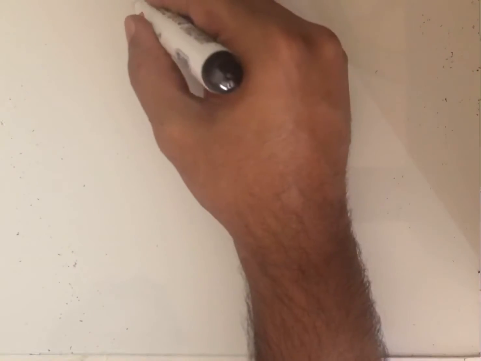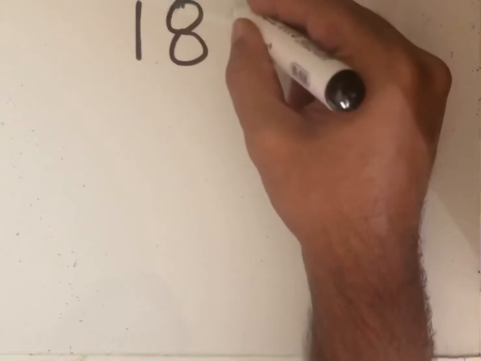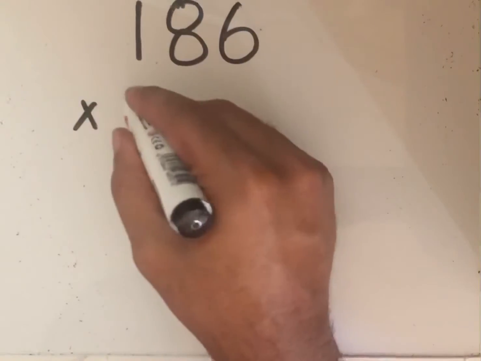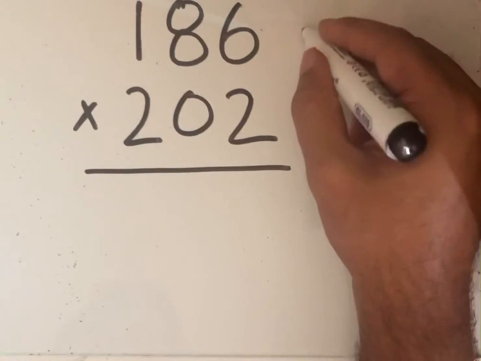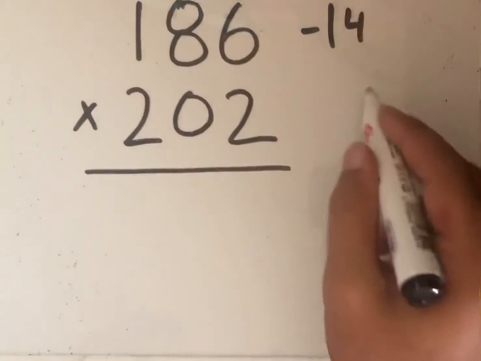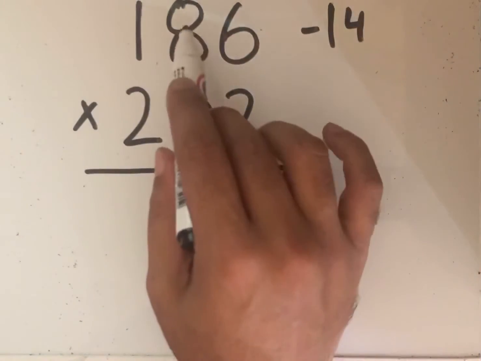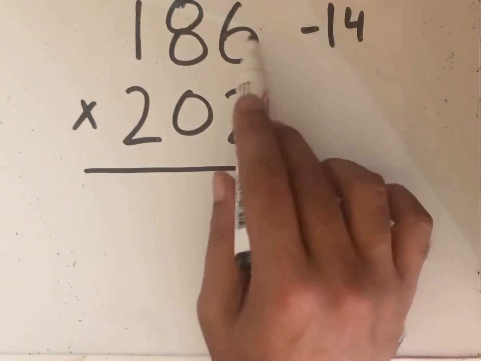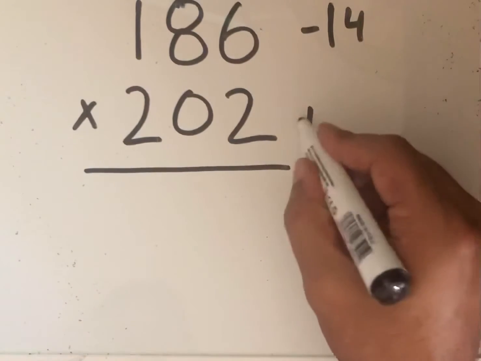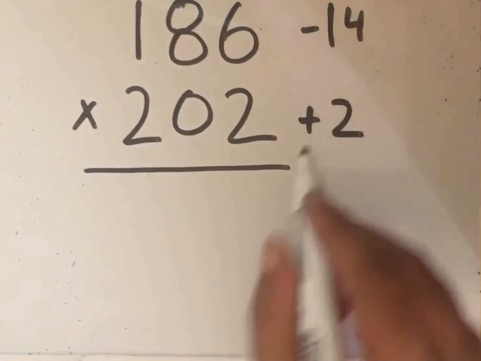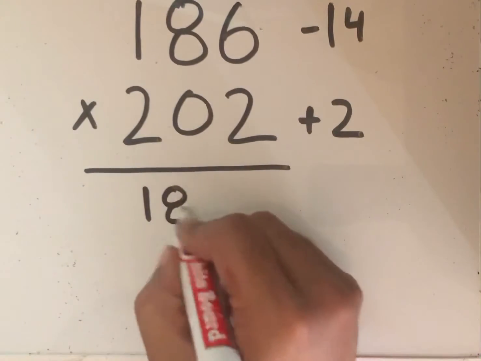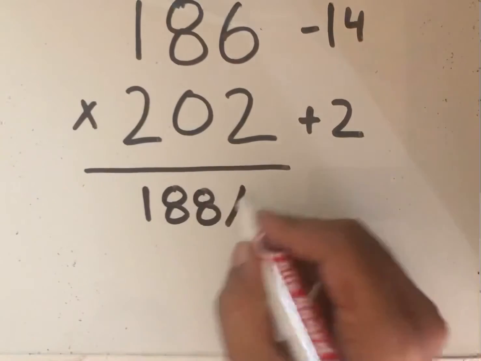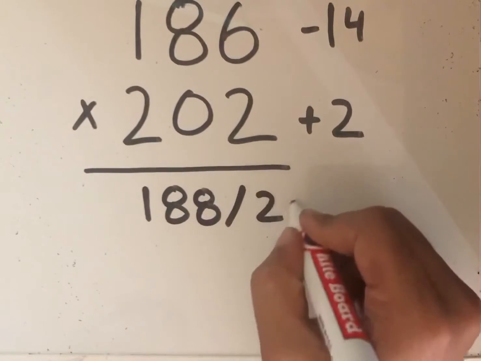So 186 times 202. So this is 14 below. I could use all from 9, last from 10 to get that. 8 plus 1 is 9, 6 plus 4 is 10, and then here is obviously 2 more than 200. So I'm going to do my cross addition here. I get 188. And then I get negative 28, next part of my answer.